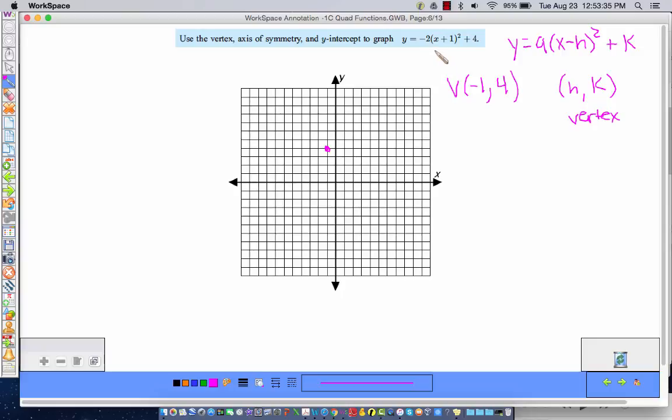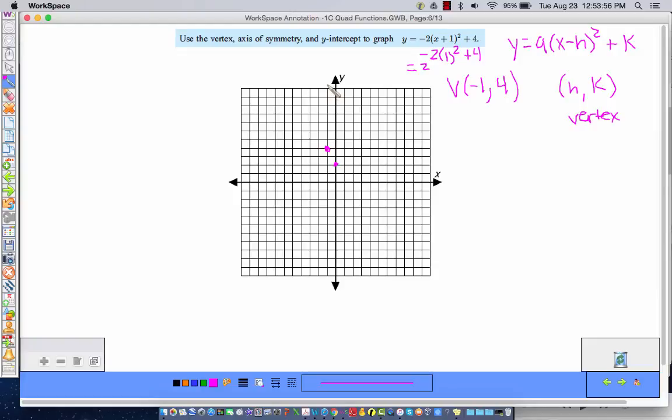So to find the y-intercept, I let x equal 0. So that would be -2 times (0 plus 1) squared plus 4. So -2 times 1 squared is -2, plus 4 is 2. So I have a y-intercept of 2, 1, 2.